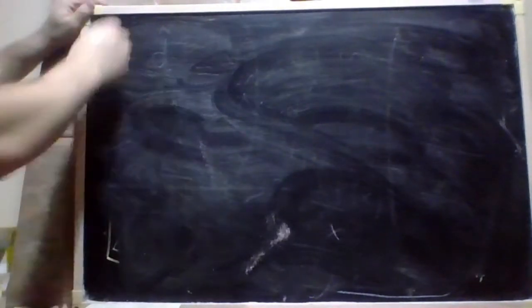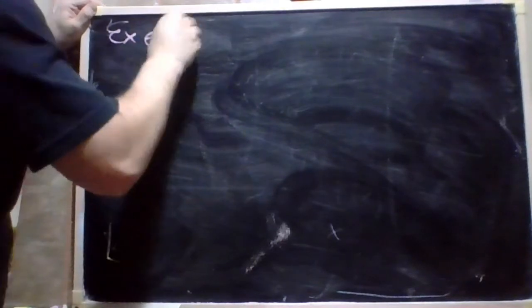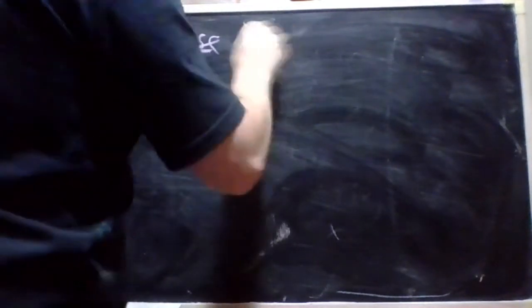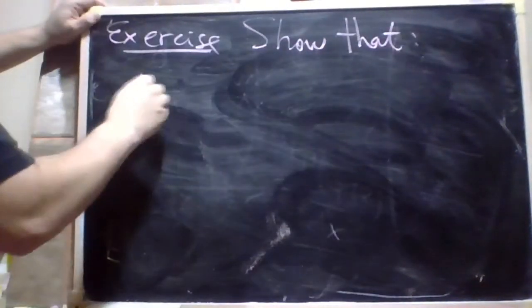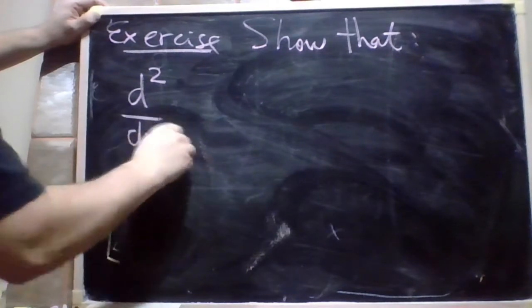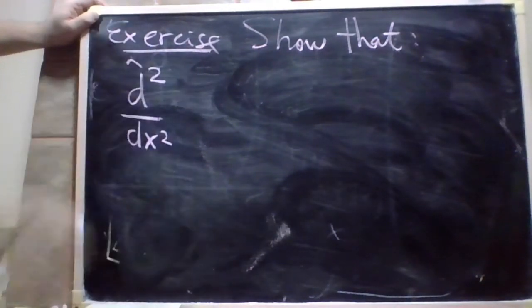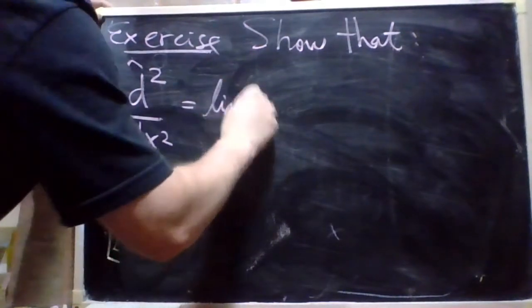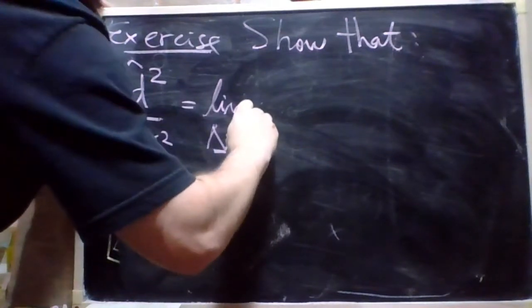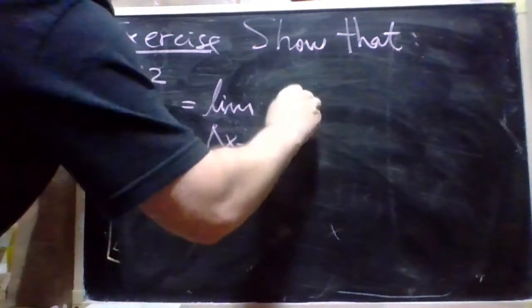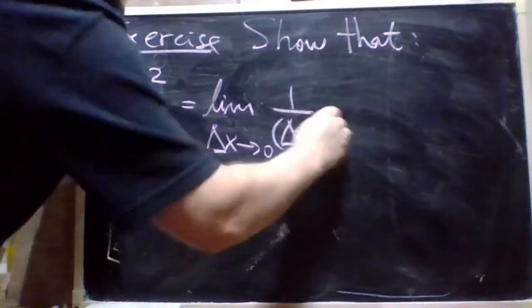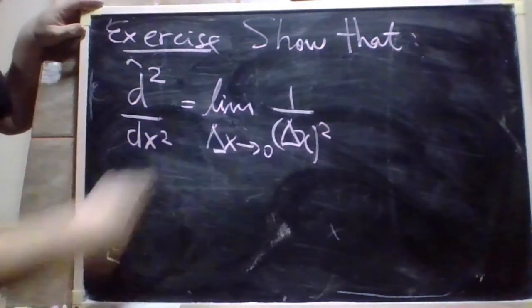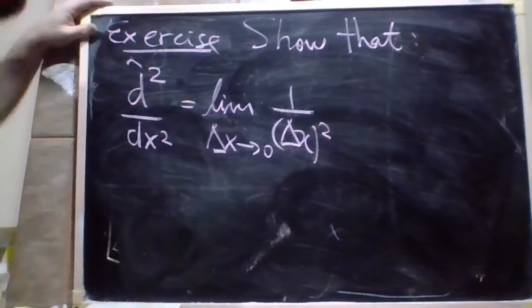with an exercise. So exercise here, show that the second order derivative operator with respect to some variable, say call it x, is equal to the following. The limit when delta of x goes to 0, all right? 1 over delta of x squared, because it's a second derivative, so it must have the infinitesimal squared, all right? And this is the form of the matrix.